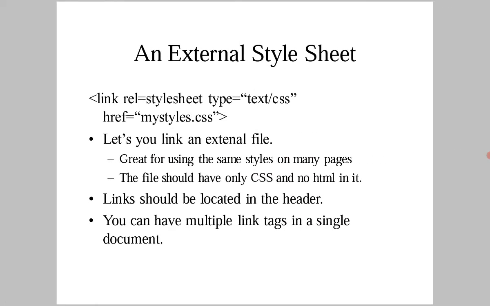The third one is an external style sheet. What is an external style sheet? It lets you link an external file, great for using the same styles on many pages. The file should have only CSS and no HTML in it. The link should be located in the header, and you can have multiple link tags in a single document. So the third type is an external style sheet.